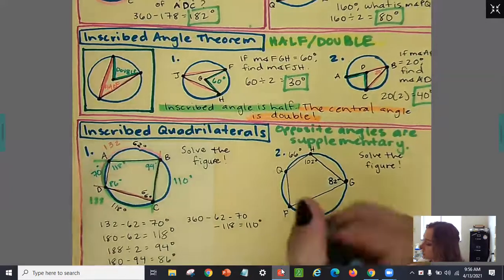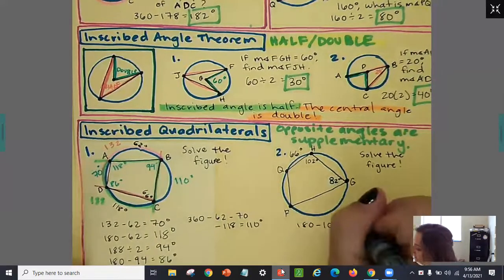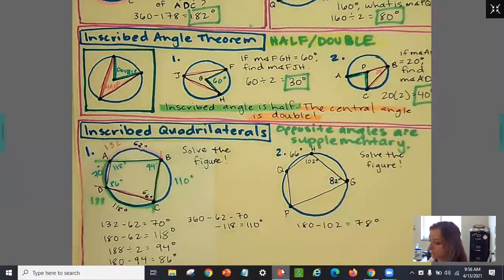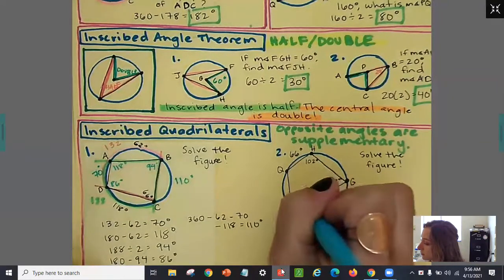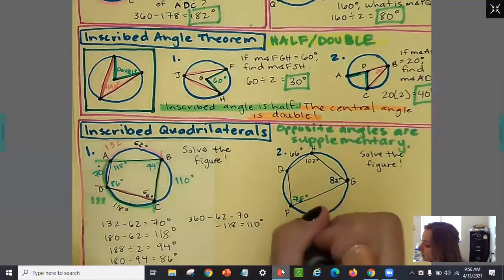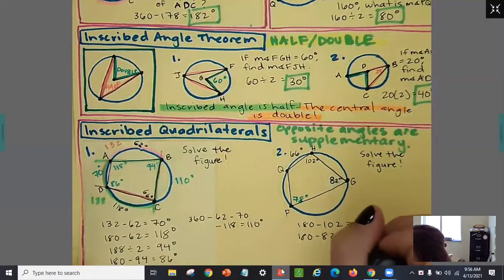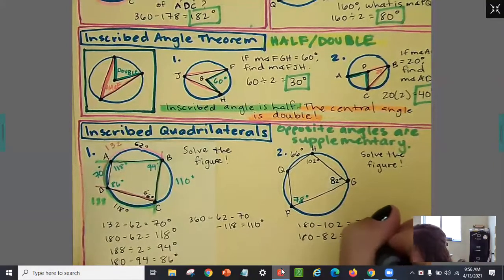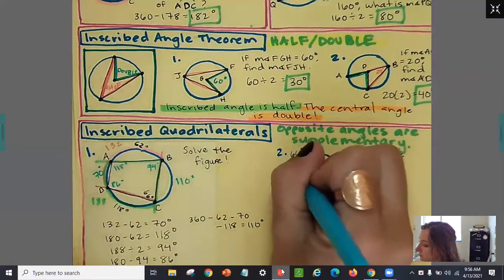minus 102, which is going to be 70 degrees. So this one is going to be 78. All right, now we know that this one is 82, so to find angle Q, we can do 180 minus 82. So that is going to be 98 degrees. All right, so this one is 98 degrees.